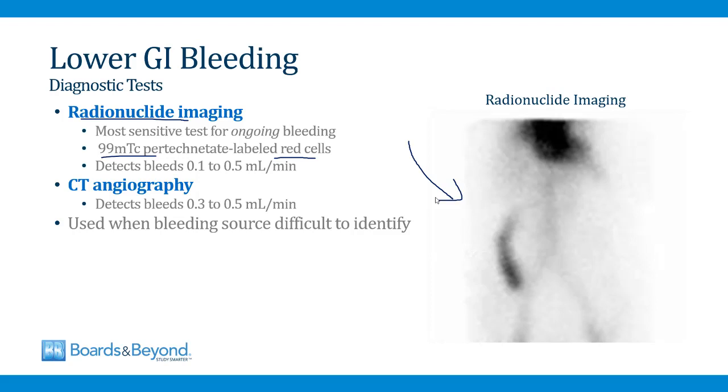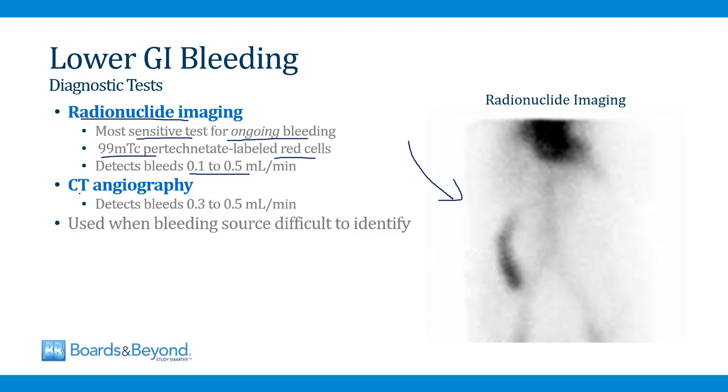the slow bleed is. Radionuclide imaging can detect very slow GI bleeds in the range of 0.1 to 0.5 milliliters per minute, and because it can detect such slow GI bleeds, this is the most sensitive test to identify the source of an ongoing lower GI bleed.